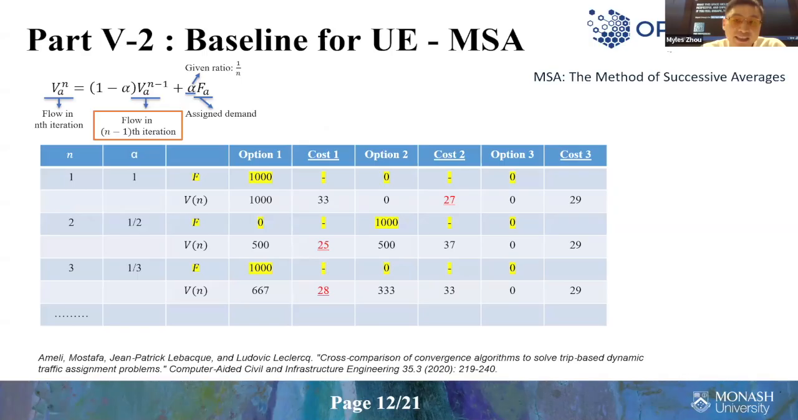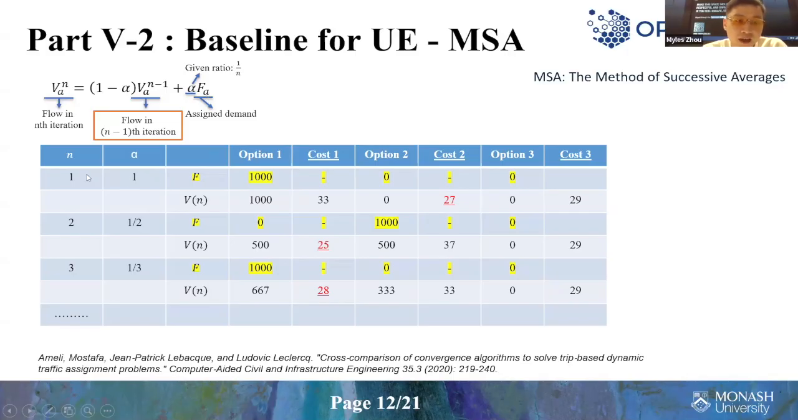This is the baseline that we considered for the user equilibrium modeling. The first baseline is the MSA method. The MSA method is always used to model the user equilibrium problems in public transport. And the key point of the MSA is this flow updating formulation. This V^A is the flows, A is the option, N is the iteration. This alpha is the step size. This F^A is a side demand.